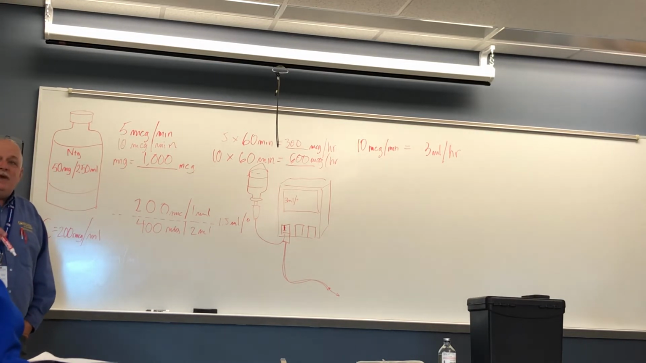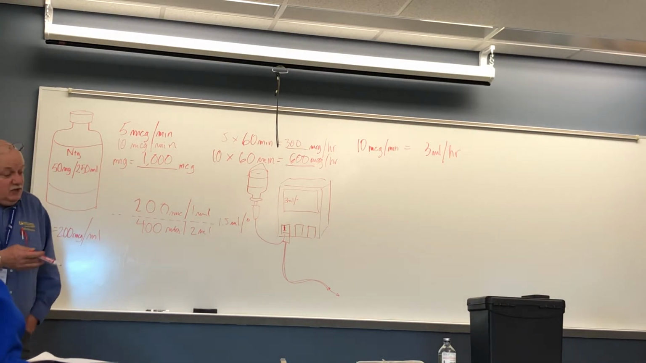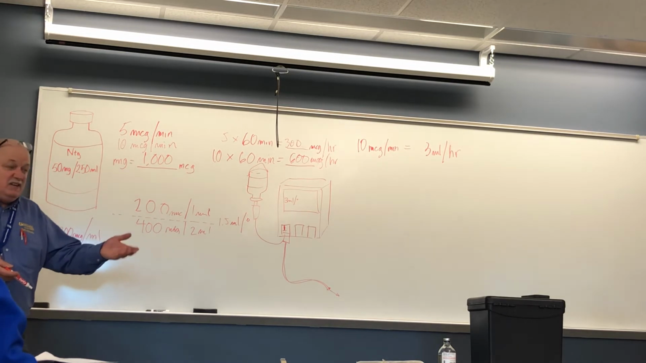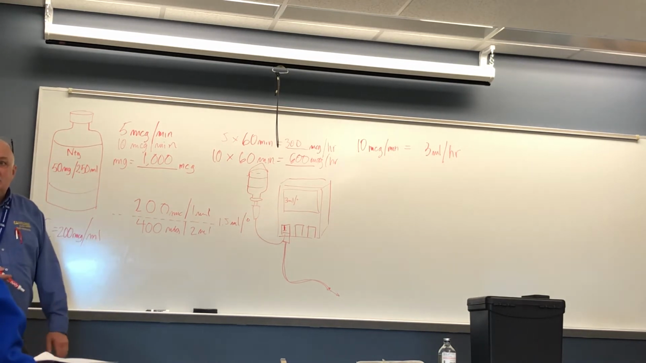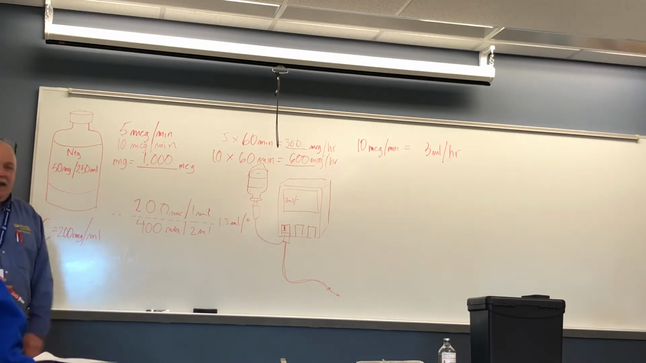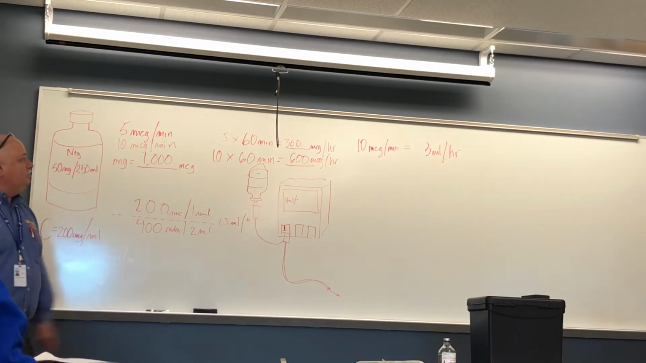So the way you titrate nitro is, if they still got pain and they still got a decent blood pressure, you bump it. Still got pain, still got decent blood pressure, bump it.